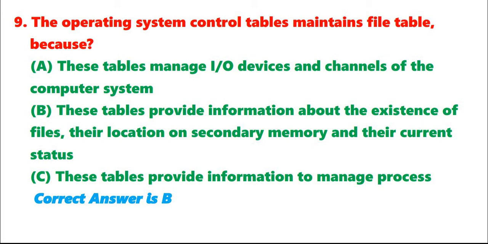9. The operating system control tables maintain file table, because: A. These tables manage I/O devices and channels of the computer system. B. These tables provide information about the existence of files, their location on secondary memory and their current status. C. These tables provide information to manage process. Correct answer is B.